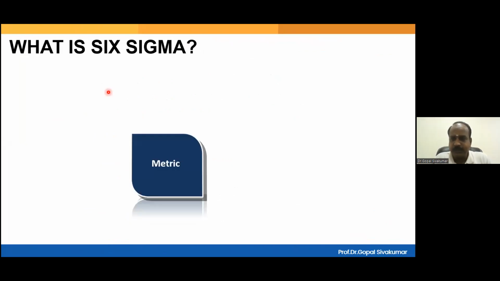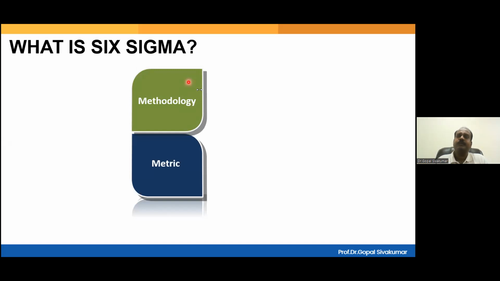So Six Sigma can be used as a metric that will tell you the level of effectiveness of your process. Six Sigma is a methodology: define, measure, analyze, improve, control. Six Sigma can be used as a problem-solving methodology. You can train your people on DMAIC and you can expect them to work on DMAIC.